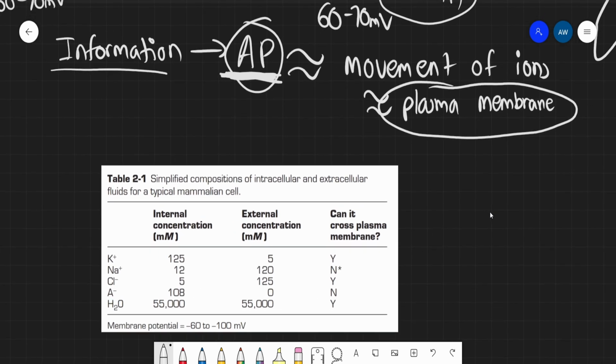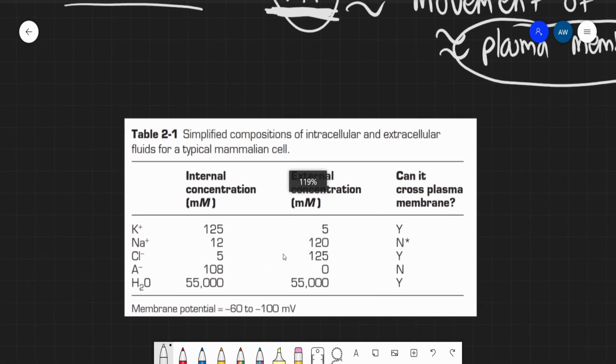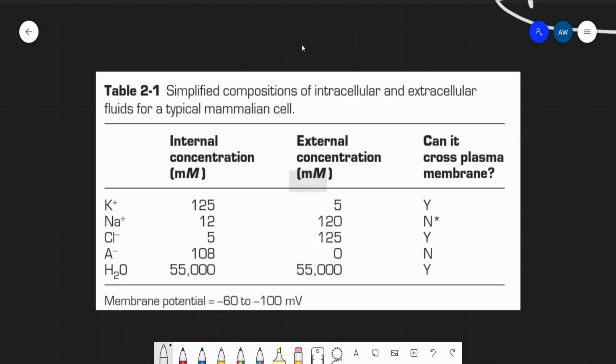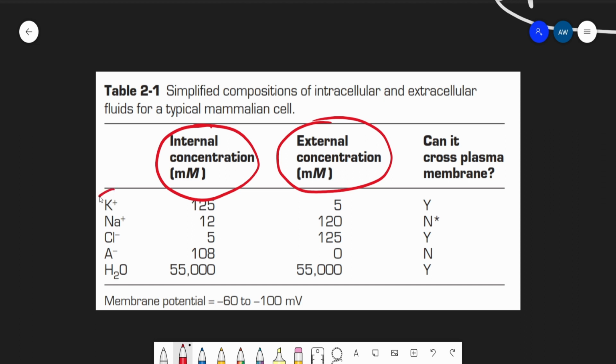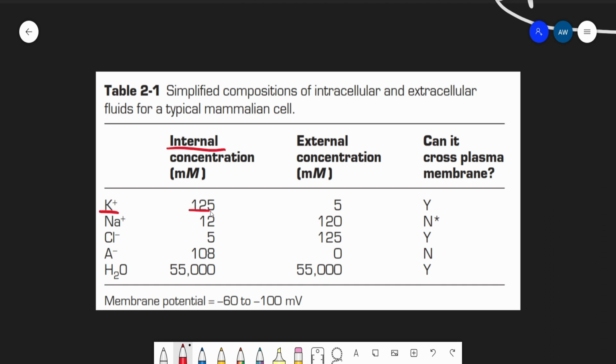So right now I want to direct your attention to this table over here. It is a table which gives us the internal concentration and the external concentration of several common significant ions. So internal concentration, of course, is the concentration of the ion inside of the cell, and the external concentration is the concentration of the ion outside of the cell.